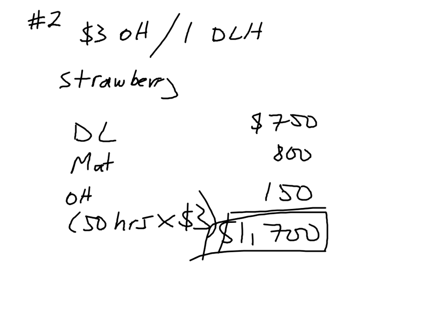All right, so now you're going to do the same for vanilla and chocolate. The direct labor and direct materials numbers are given to you. You just have to do some quick math, multiply the number of hours for vanilla times $3, and then multiply the number of hours for chocolate times $3, and then add up the costs.